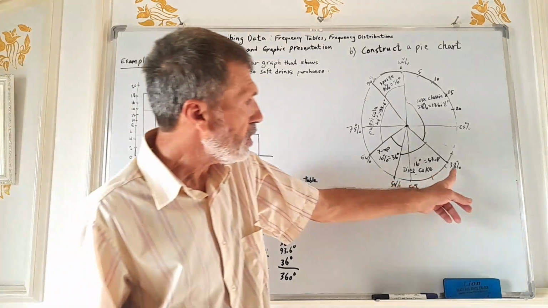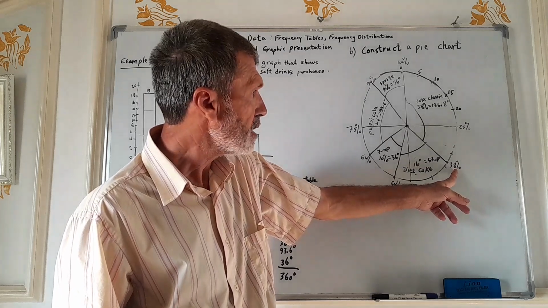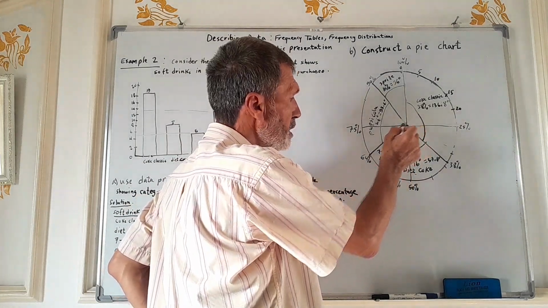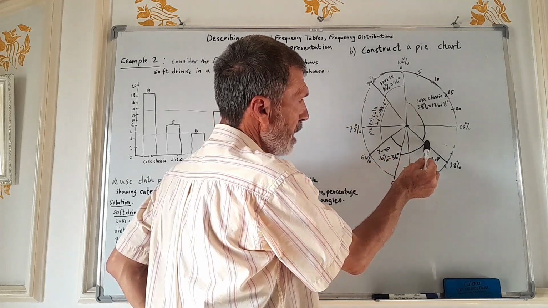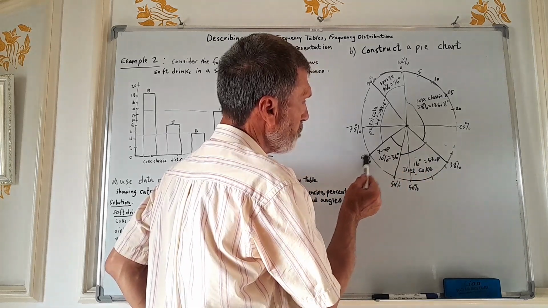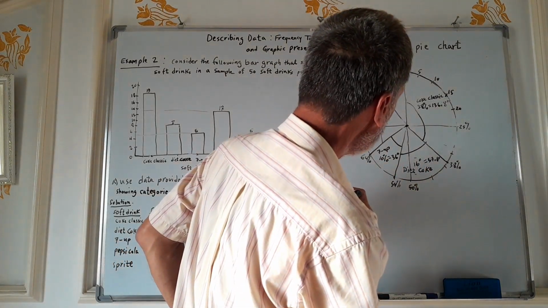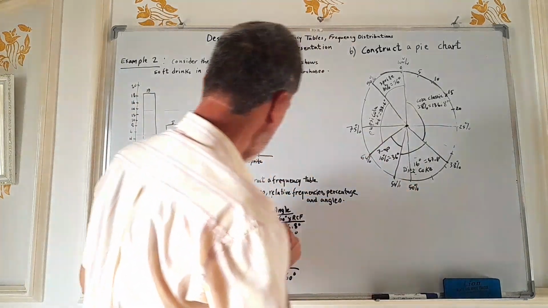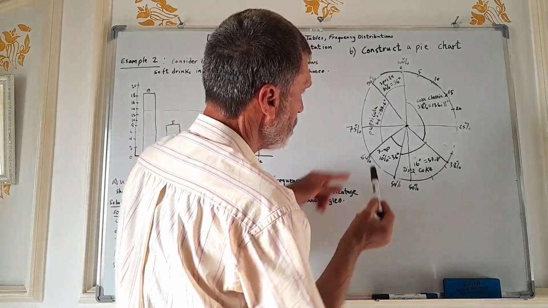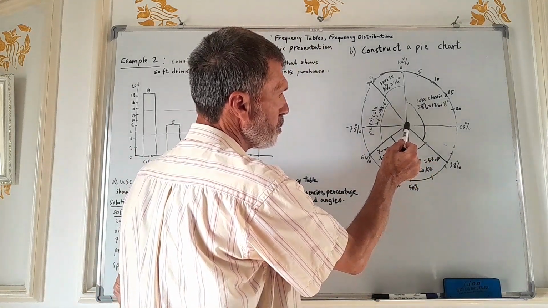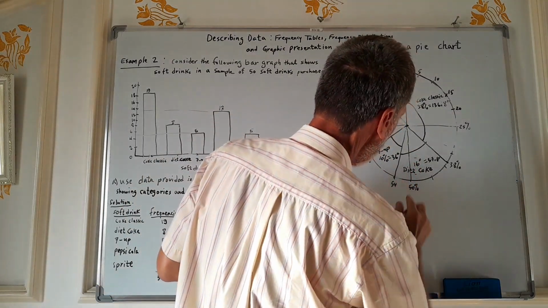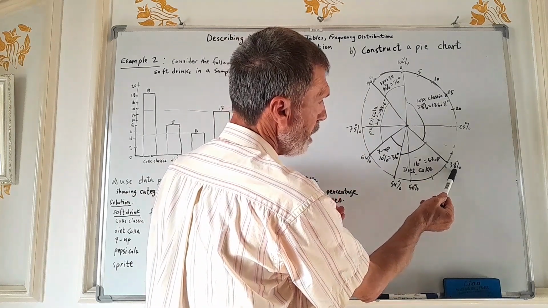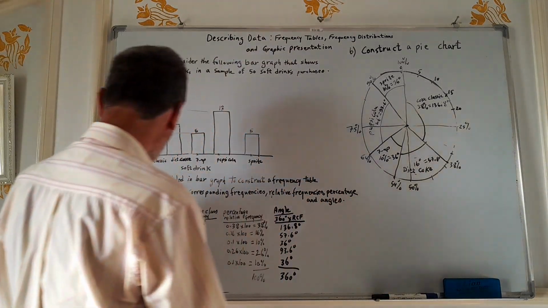Now we move to draw the second slice, the slice of Diet Coke, which is 16%. So what we do, we add 16% to 38% to come up with 54%. We draw a line from the center of the circle to 54%, and so the slice that is between 38% and 54% belongs to Diet Coke.